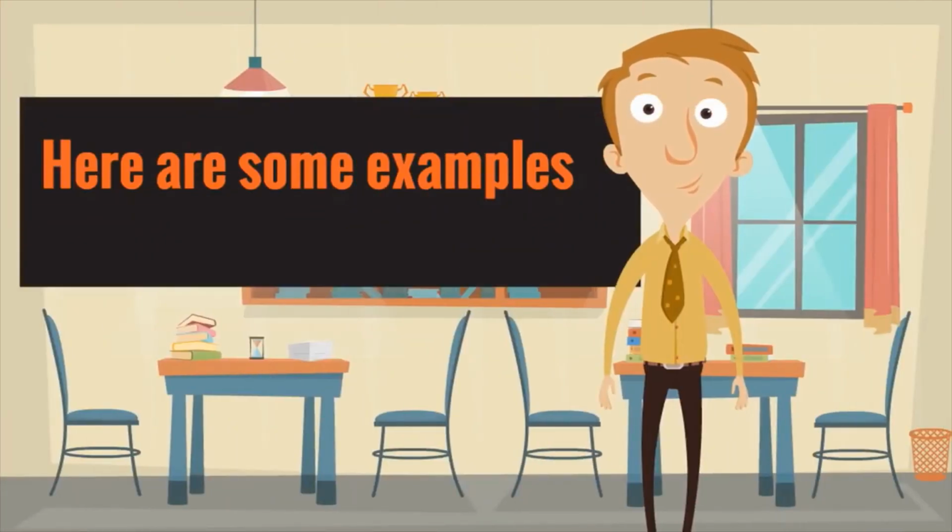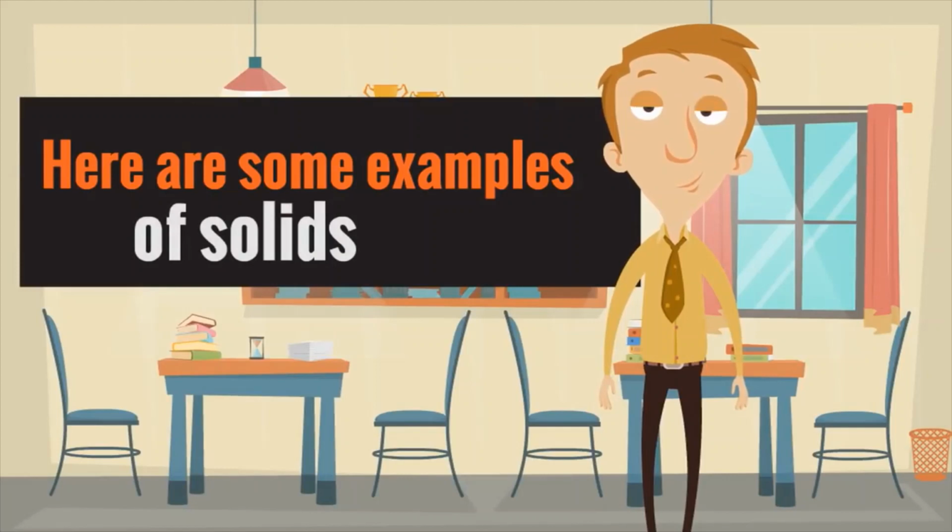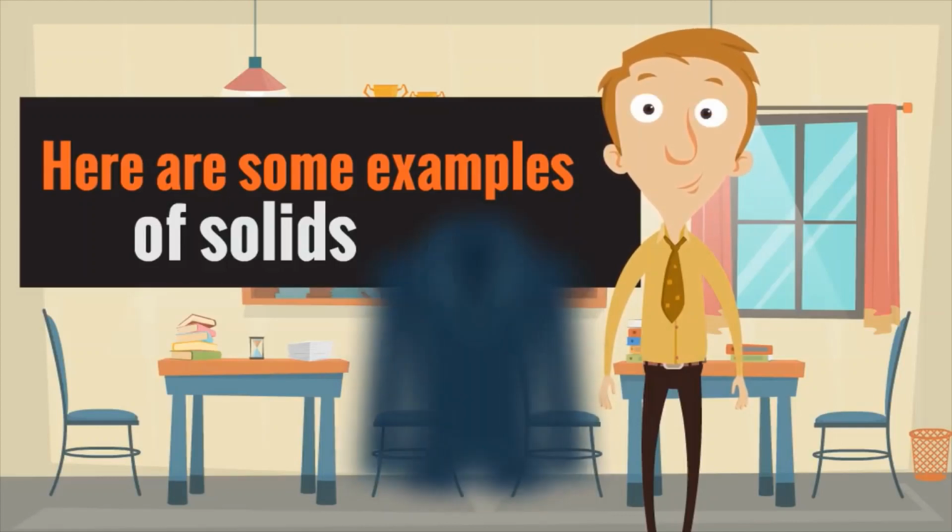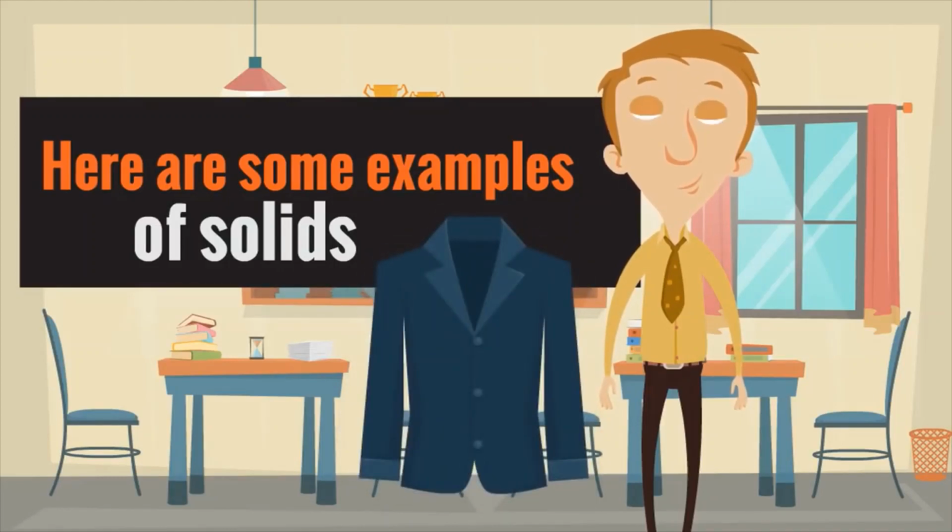So here are some examples of solids. Remember, matter is a solid when it has its own shape. Here is a coat. A coat is an example of a solid. It's an interesting shape, the shape of a coat, but it has its own shape. It's a solid.